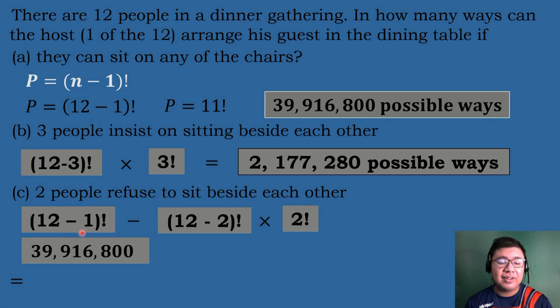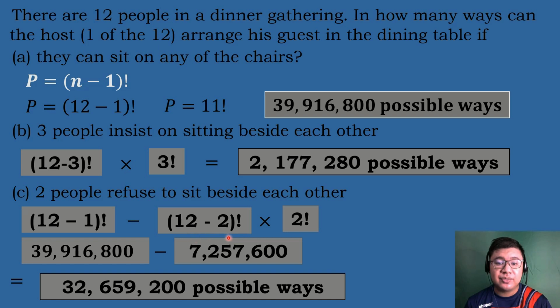So we have 12 minus 1 factorial is equal to 11 factorial. 11 factorial is equal to 39,916,800. So we have 12 minus 2 factorial is equal to 10 factorial. And then 10 factorial times 2 factorial is equal to 7,257,600. And then subtracting these numbers, 39,916,800 minus 7,257,600 is equal to 32,659,200 possible ways 12 people in a dinner gathering can be seated at a dining table if 2 people refuse to sit beside each other.